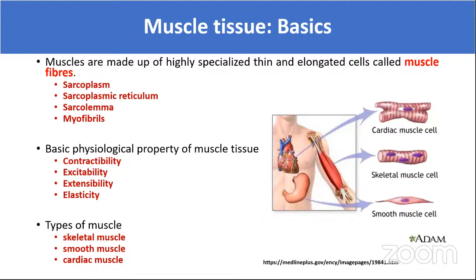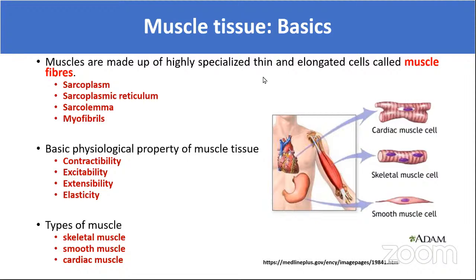Extensibility means the muscle fiber can be stretched from its normal size. And the last one, that is elasticity. Elasticity means though it can contract or it can be stretched, it has the ability to bounce back to its normal size. Now there are different types of muscles within the body, that is the skeletal muscles, smooth muscle, and cardiac muscle. At this juncture, I would like to say that whatever we are talking about here is with respect to human beings. And I hope you're able to understand whatever I said.